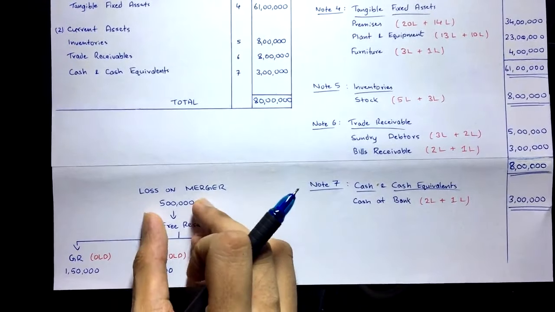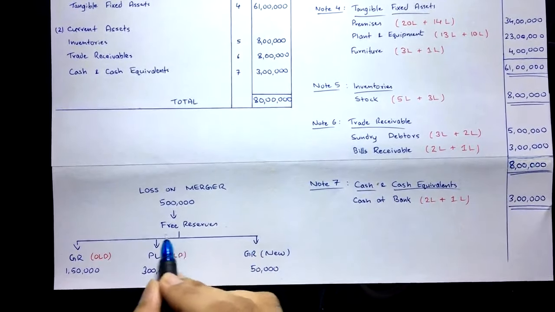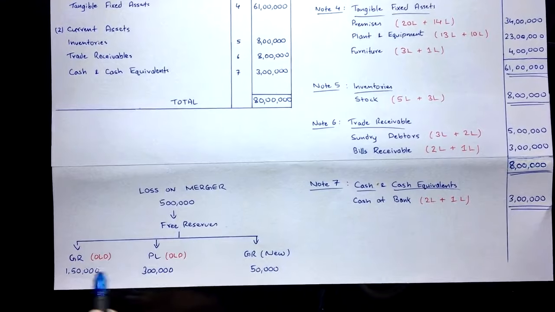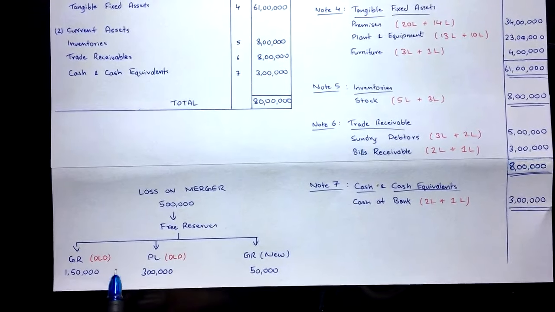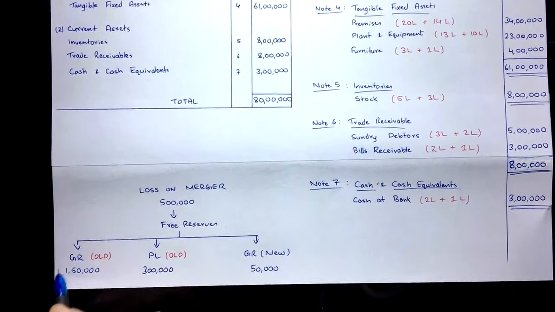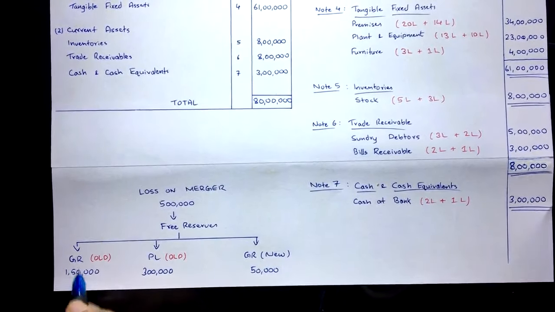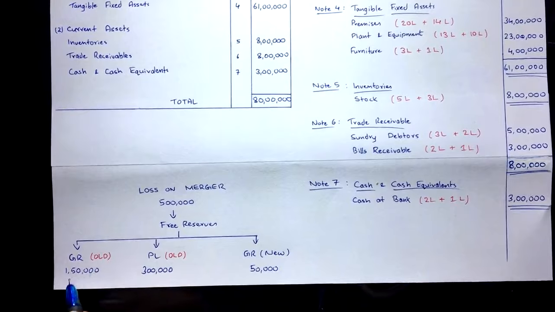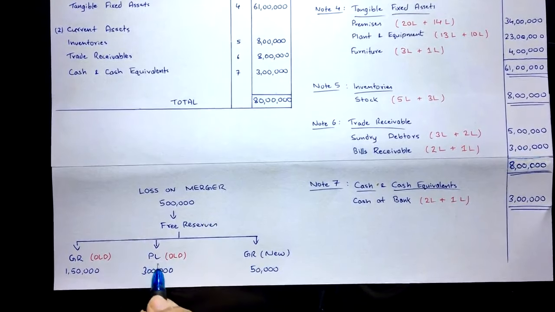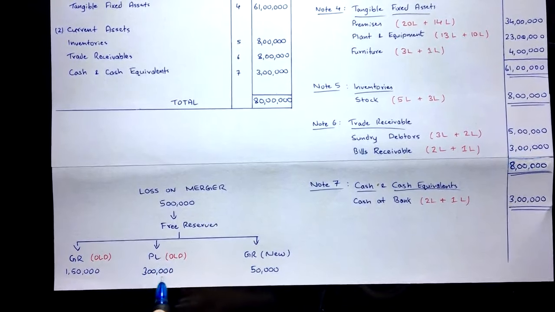Loss on merger, we needed 5 lakh. Yes, we write off that loss by using free reserves. So first you have to go for old company. Free reserves. First priority is GR. Second priority is PNL. So you used completely GR 1,50,000 of old company. Still not enough. Then you use PL of old company fully, 3 lakh.